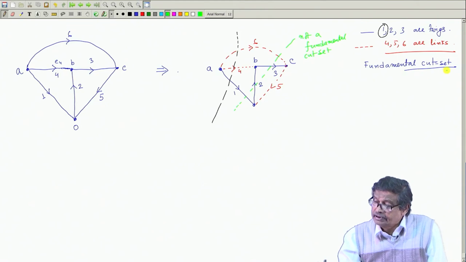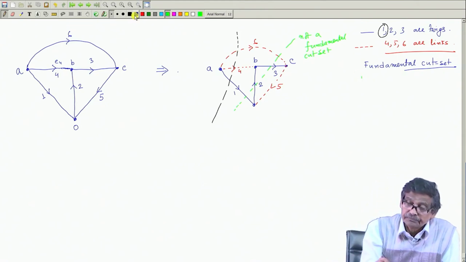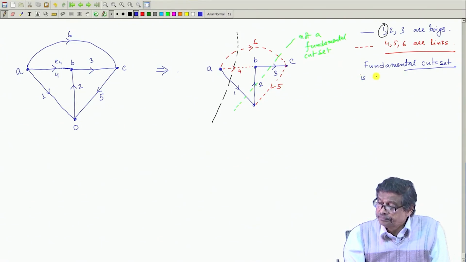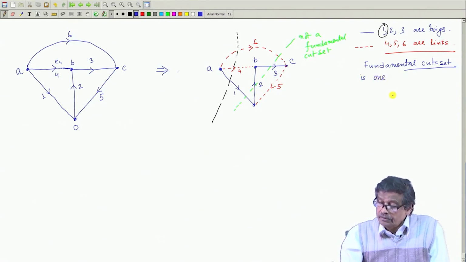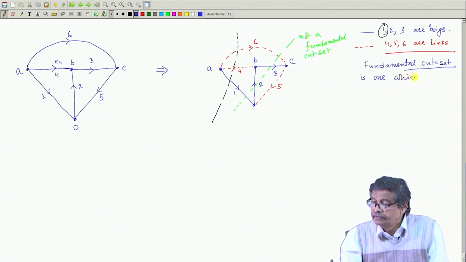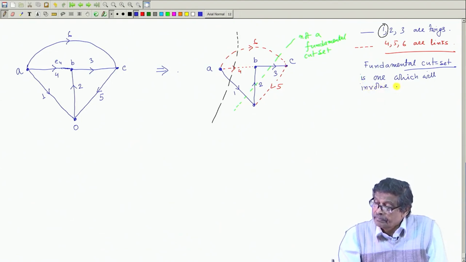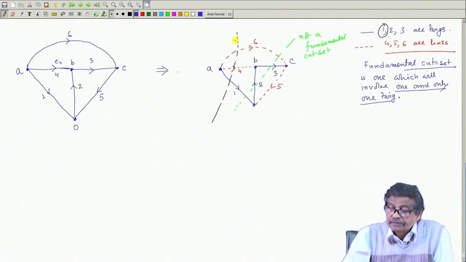Therefore, I will say a fundamental cut set is one which will involve one and only one twig, one and only one twig. So, this is a fundamental cut set. Got the point?